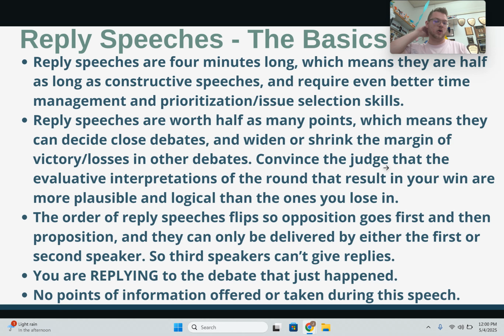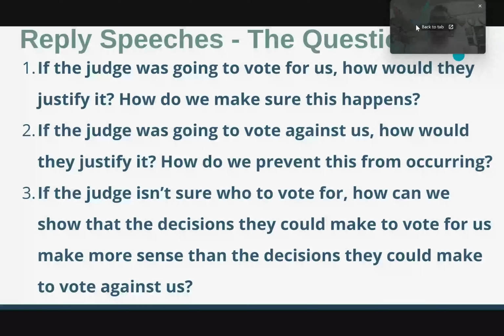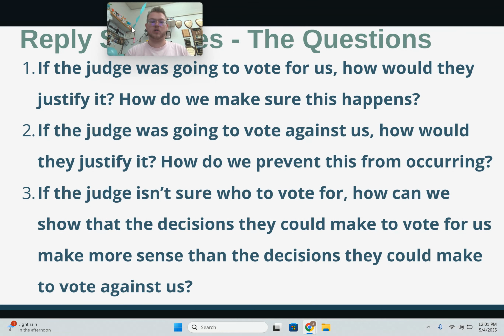The reply speech can only be delivered by either the first or second speaker, so third speakers cannot give replies. You are replying to the debate that just happened rather than really furthering the debate. And no points of information can be offered by your opponents, nor should you take any if they did stand up during this speech. So what questions should we be asking ourselves in a reply speech?